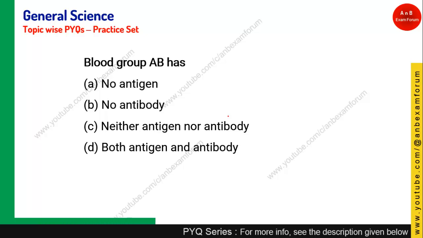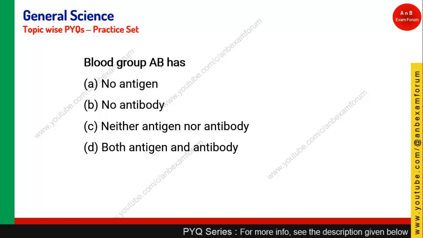Blood group AB has what? Let's see who can give this answer. A very difficult one, it is not a normal question. Blood group AB has: no antigen, no antibody; neither antigen nor antibody; both antigen and antibody.